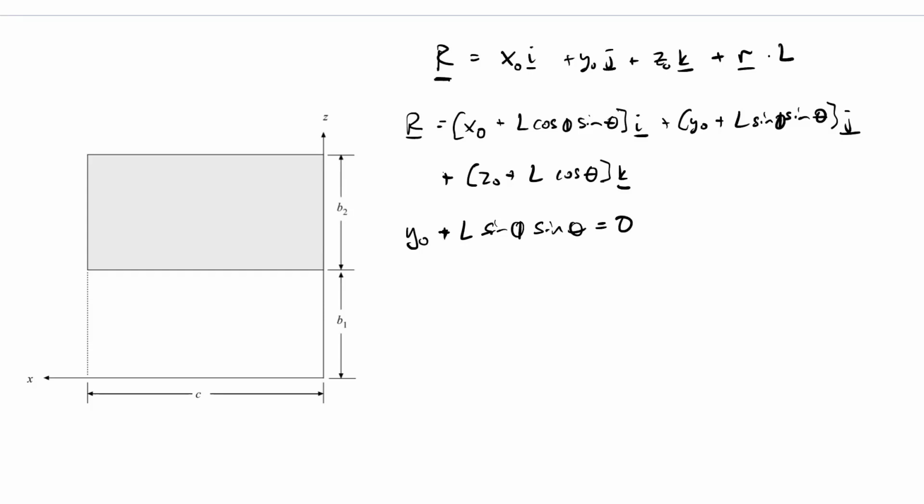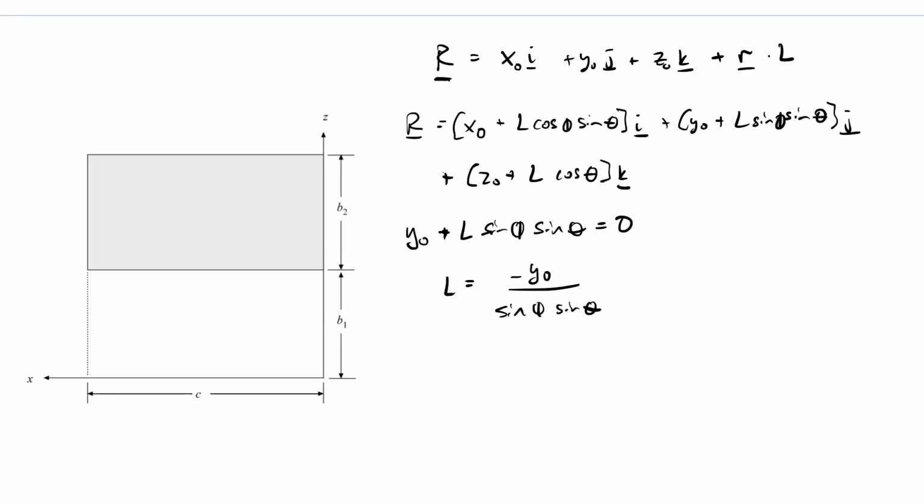Now, this is our problem here. If you have a different problem where that's not the case, you have to put some thought into where that is happening, right? It's not going to be at 0, it's somewhere else. But this is just our example for now. Okay, so then we solve for L. L equals minus y0 over sine phi sine of theta.